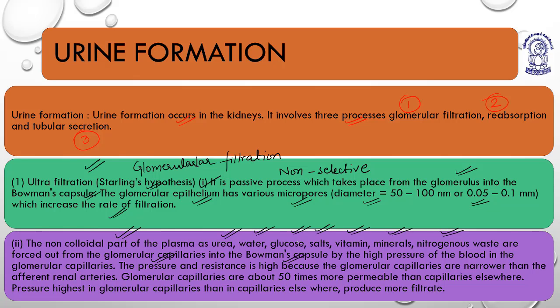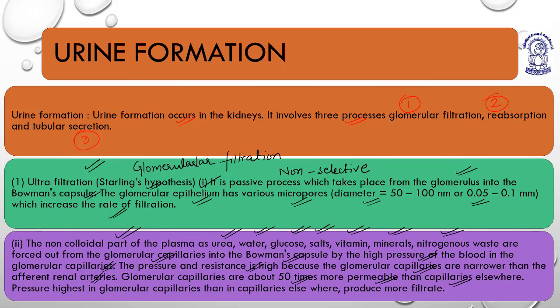So the non-colloidal parts such as urea, water, glucose, salts, vitamins, minerals and nitrogenous waste are forced out from the glomerular capillaries into the Bowman's capsule by the high pressure of blood in the glomerular capillaries. The pressure and resistance are very high because the glomerular capillaries are narrower than the afferent renal arteries. The glomerular capillaries are about 50 times more permeable than capillaries elsewhere.